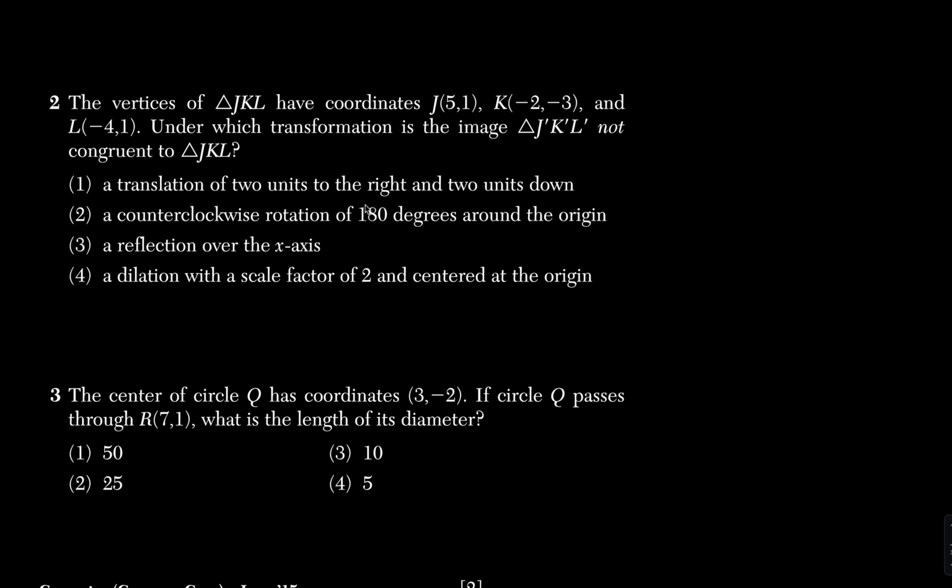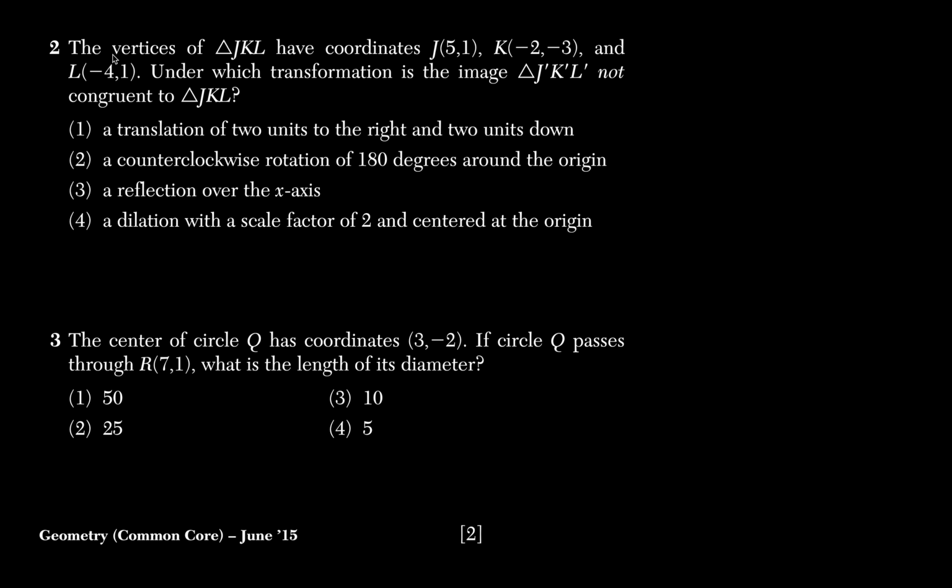Okay. Question number 2. The vertices, in other words the corners, of triangle JKL have coordinates 5, 1 for J, -2, -3 for K, and -4, 1 for L. Under which transformation is the image triangle J prime, K prime, L prime not congruent to triangle JKL? Okay, for something to not be congruent, so the emphasis on the word not, you would not be keeping the shape of the object. So translation preserves, so this is not it.